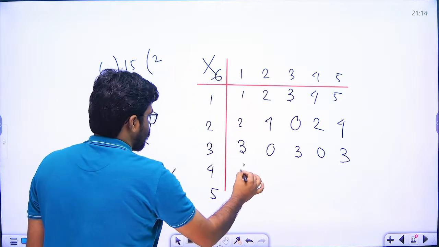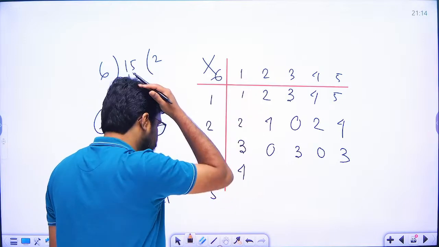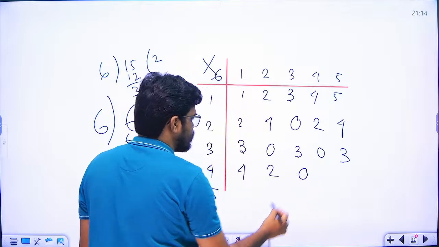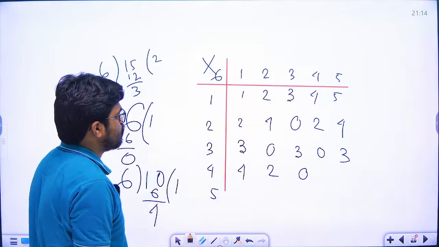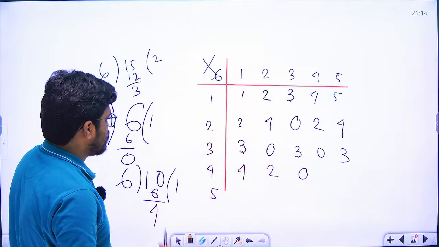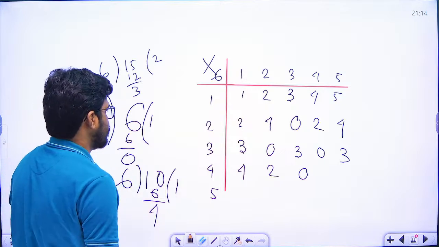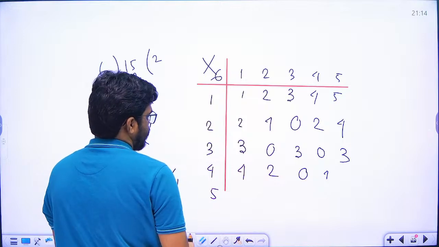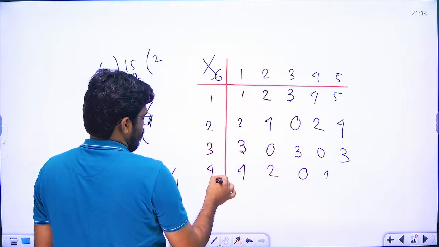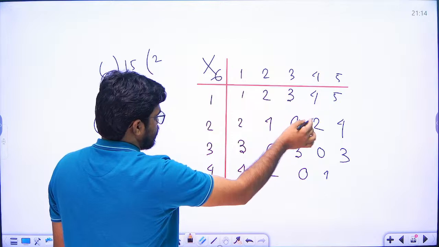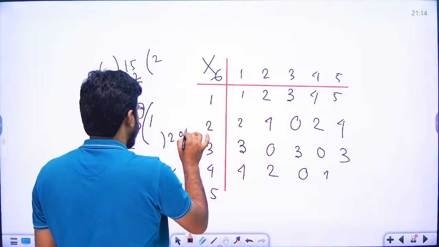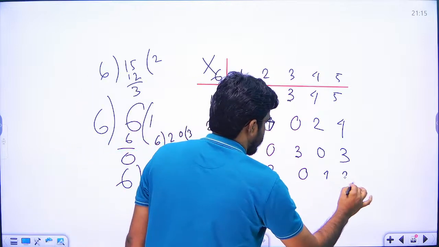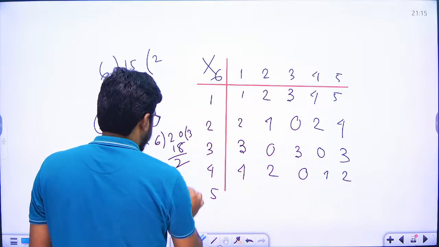4 into 1 is 4, 4 into 2 is 8, 8 divided by 6, remainder 2. 4 into 3 is 12, 12 divided by 6, remainder 0. 4 into 4 is 16, 16 divided by 6, that means 4, right? Similarly 4 into 5 is 20, 20 divided by 6, remainder is 2. Okay, clear?